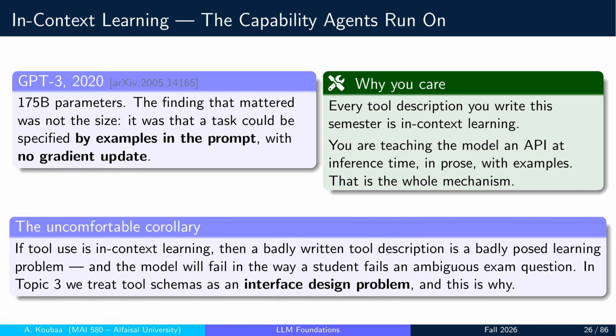Now, the uncomfortable corollary at the bottom, and I want you to take it seriously. If tool use is in-context learning, then a badly written tool description is a badly posed learning problem. The model will then fail in the same way a student fails an ambiguous exam question, not because it's incapable, but because the question was unclear. In topic 3, we treat tool schemas as an interface design problem, and this is the reason why.